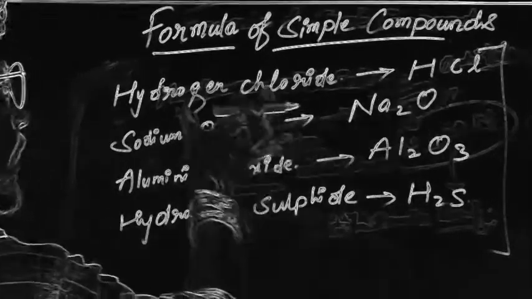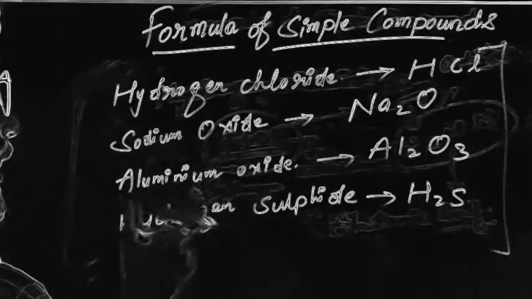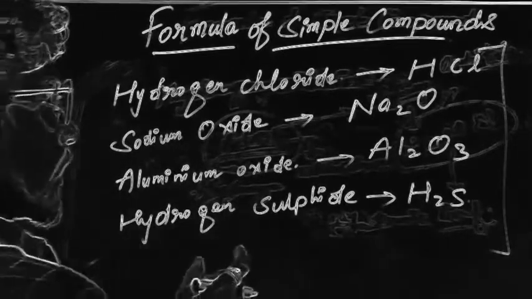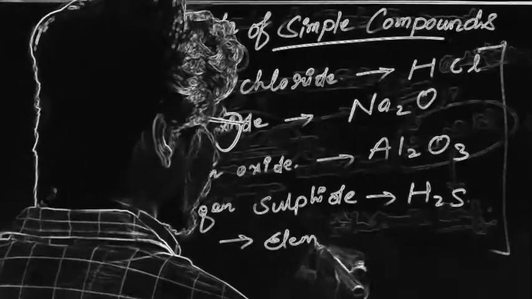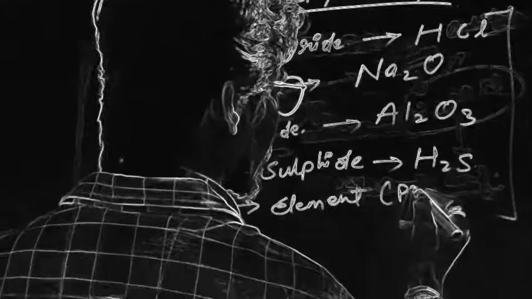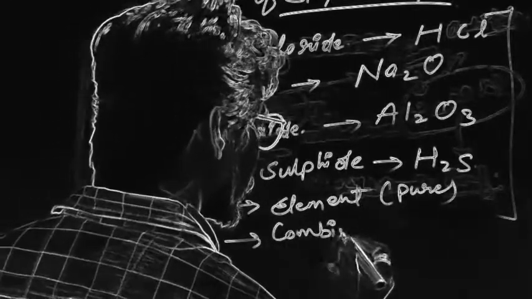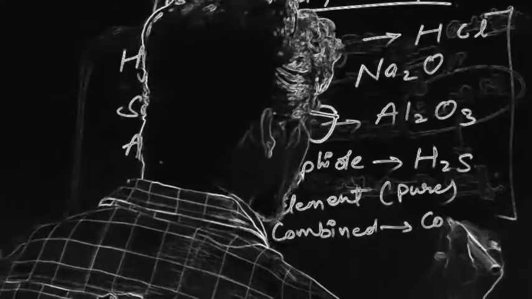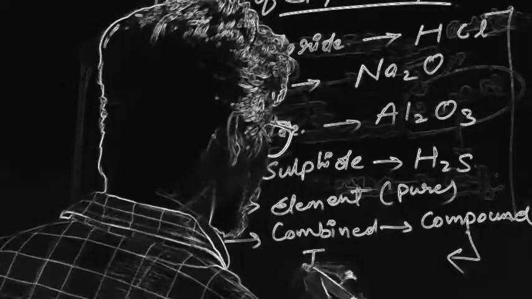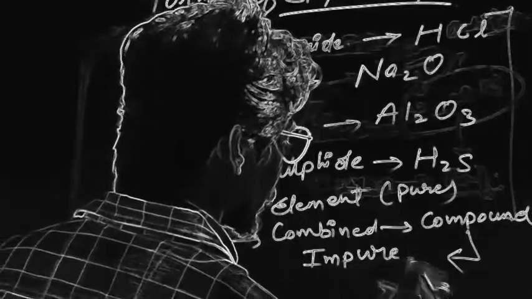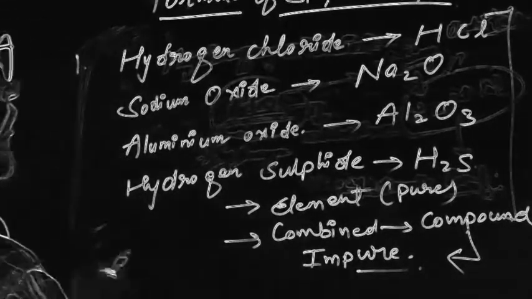These are the chemical formulas for these compounds, because when two or more elements are combined together, that is a compound. If the element is in pure form, then it is an element. An element is the pure form and the combined form is called a compound, and compounds are impure. Okay, so we will start from the very first example, hydrogen chloride.